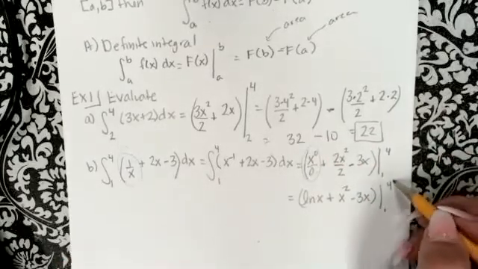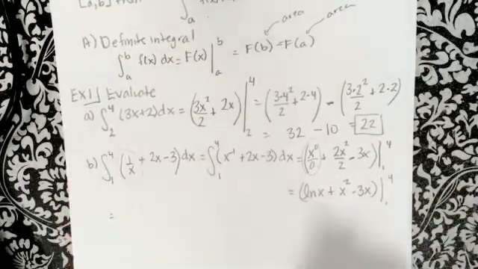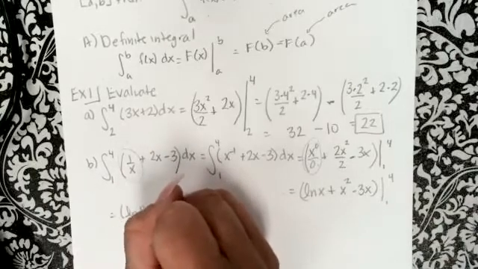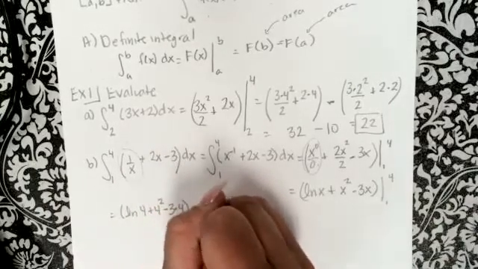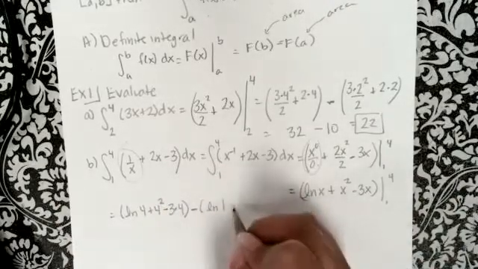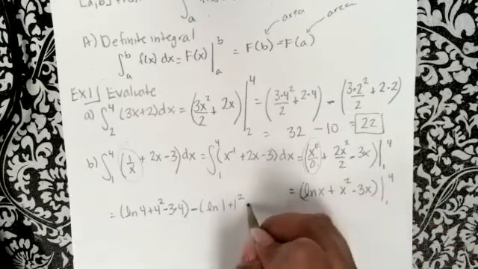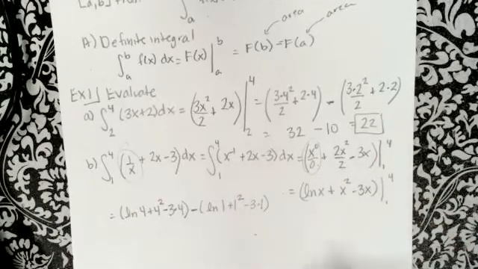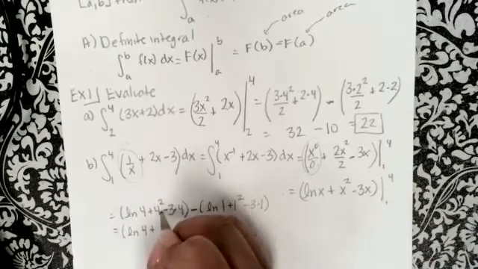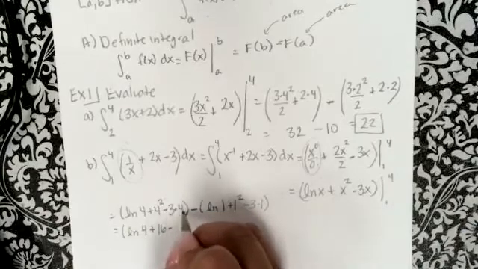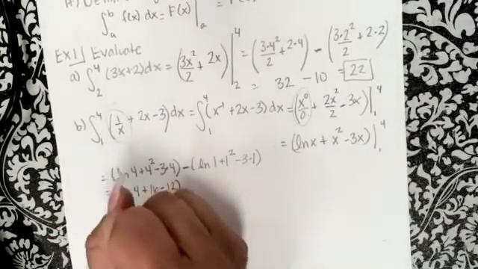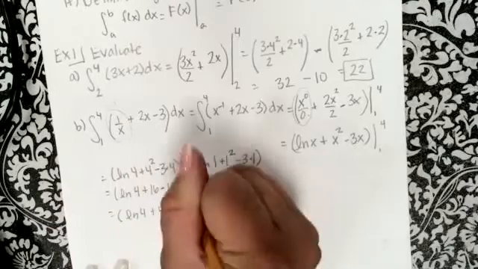I'm now going to plug in my upper bound. So first goes the 4. So it's going to be natural log of 4 plus 4 squared minus 3 times 4. Subtract. I'm now going to plug in the number 1. Natural log of 1 plus 1 squared minus 3 times 1. Now, right here, I don't know what the natural log of 4 is, but I know that 4 squared is 16 and 3 times 4 is 12. Those two are like terms, so I can put them together. So this is natural log of 4 plus 4.